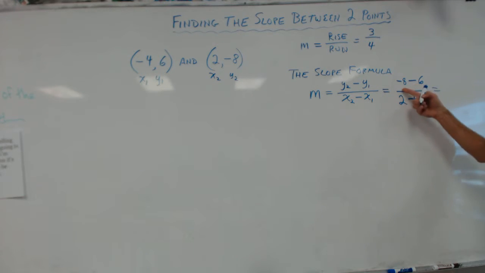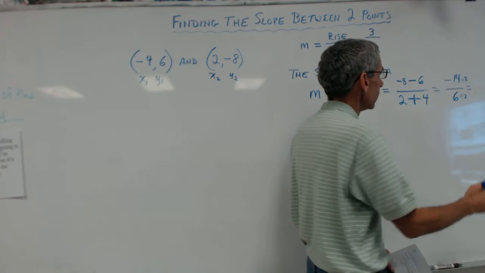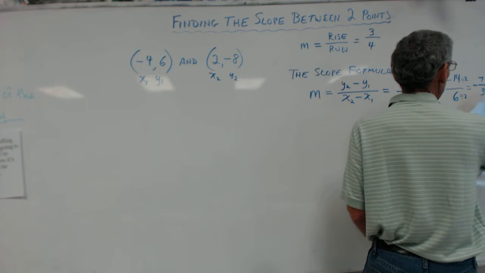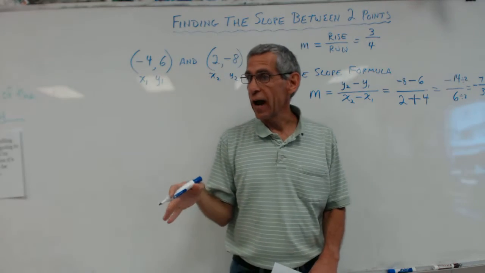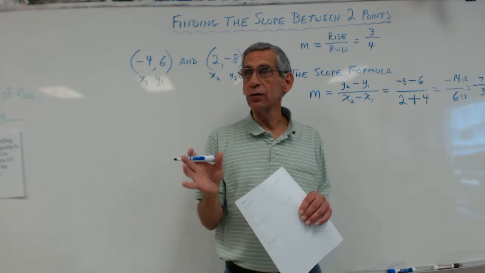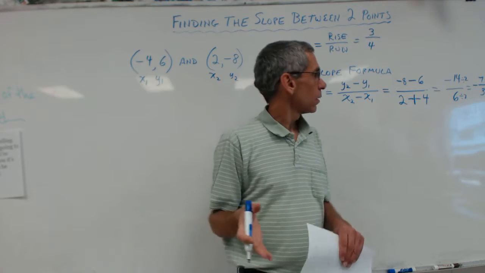So now what do I have up top? -14, right? Is that right? And what do I have down at the bottom? 6. Now, can I simplify this? Yes, 2 goes into both of these. I could divide by 2, divide by 2. That gives me -7 over 3. Technically it'll be 2 1/3, but I want the fraction. I don't want mixed numbers. Slope is rise over run. Slope is a fraction. That's what I want. Does that make sense?